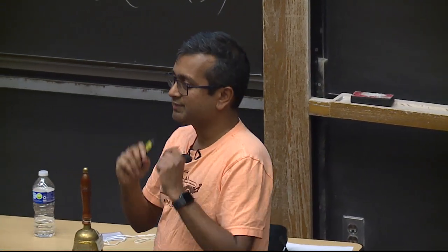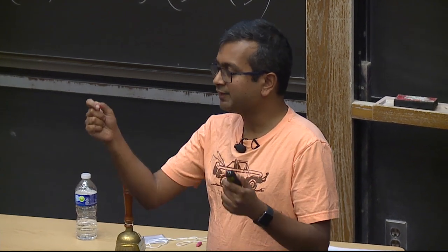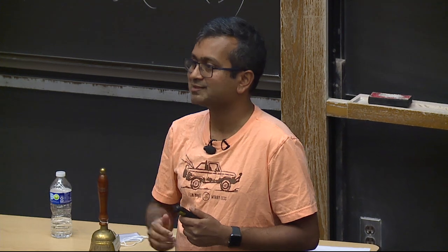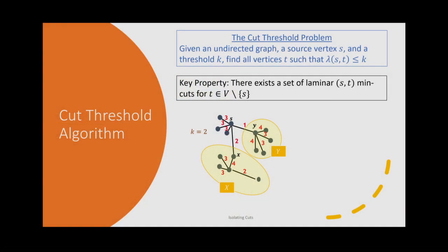So, let me denote by X and Y the roots of these subtrees, the vertices that are closest to S. So, if I gave you, let us say X, this one vertex X, what would you do to identify this set capital X? Again, think of ST min cuts. What kind of an ST min cut would you run to identify capital X? Exactly, you would run an SX min cut. If I ran an SX min cut algorithm, what is it going to return? It's going to return X for me.